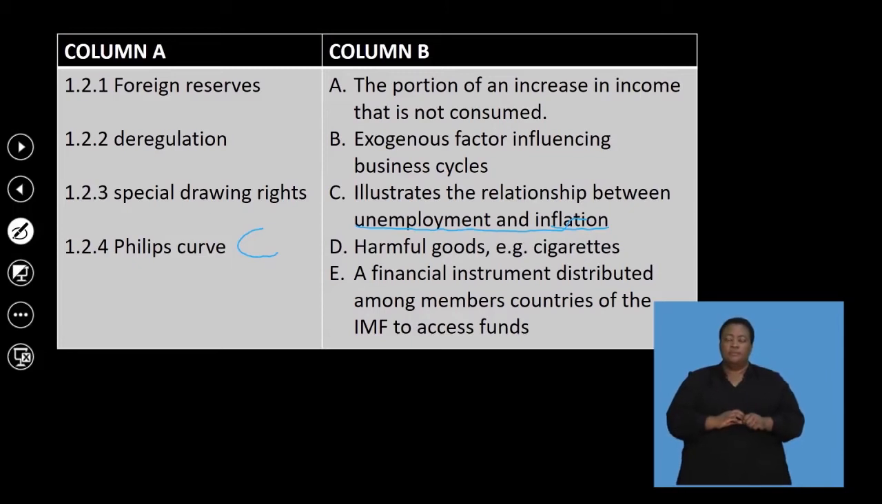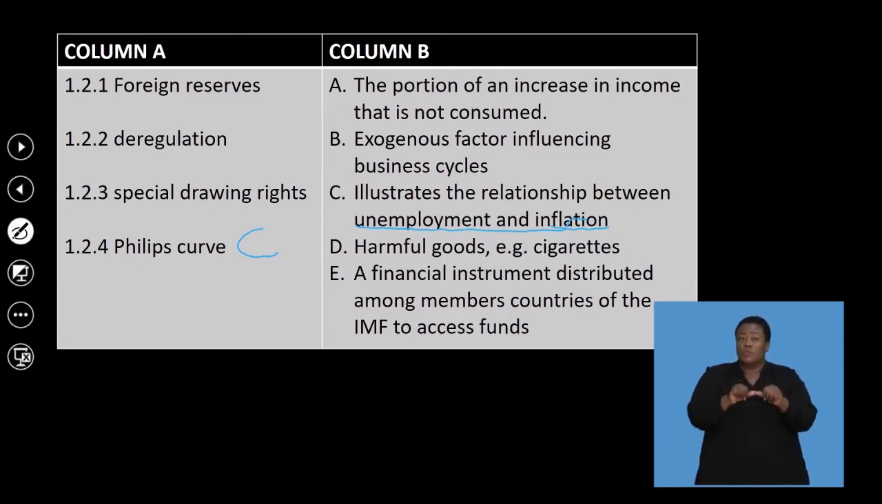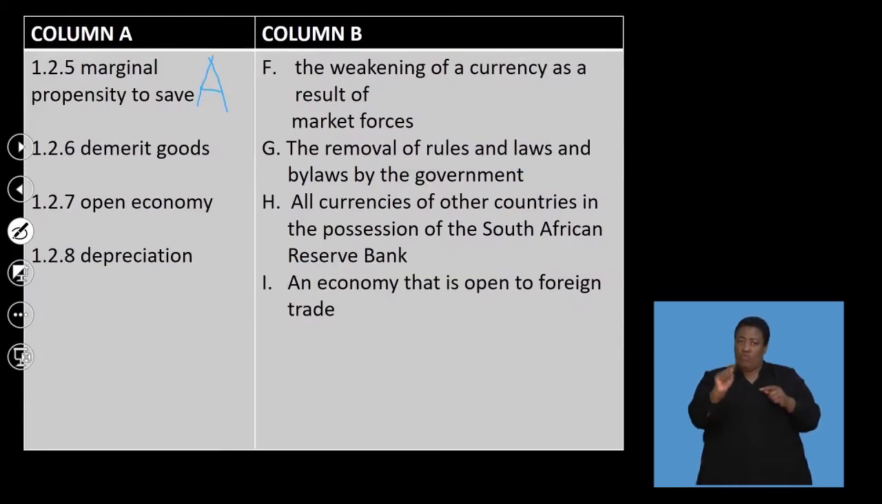Let's continue. It says harmful goods, for example, cigarettes. These are demerit goods. So we are looking for demerit goods from our responses in column A. Demerit goods is 1.26. So 1.26 is our D there.